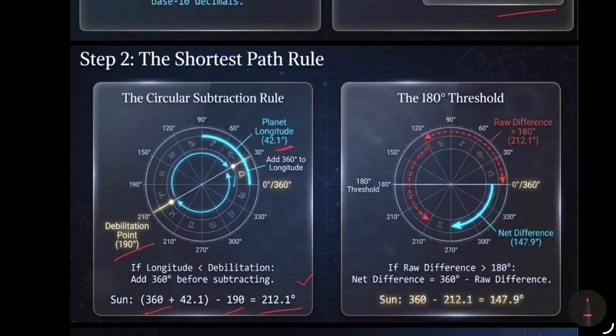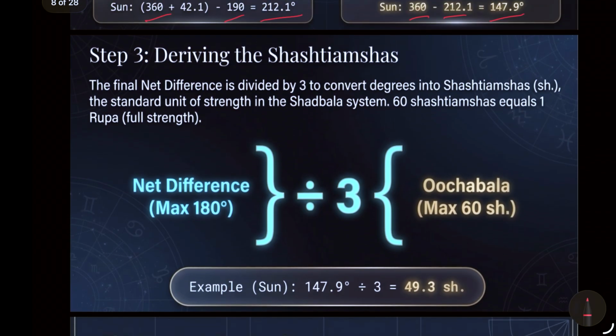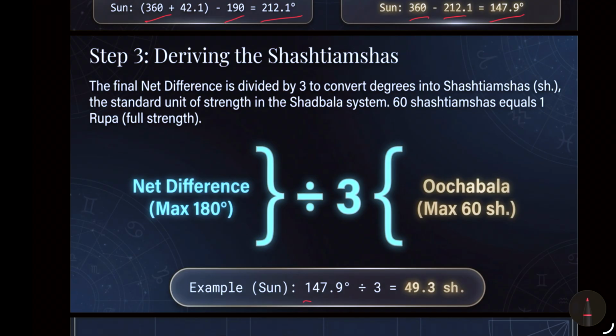This is greater than the 180 degree threshold, so we again subtract it: 360 minus 212.1, and we get 147.9 degrees. After this, we divide it by 3 to get Uchcha Bala. So 147.9 degrees divided by 3 gives 49.3 Shashtiamsha for Sun. Maximum is 60, and we are getting somewhere around 49.3.